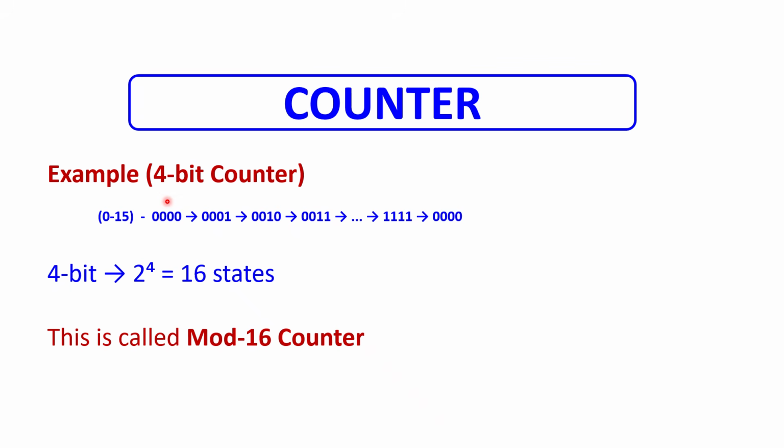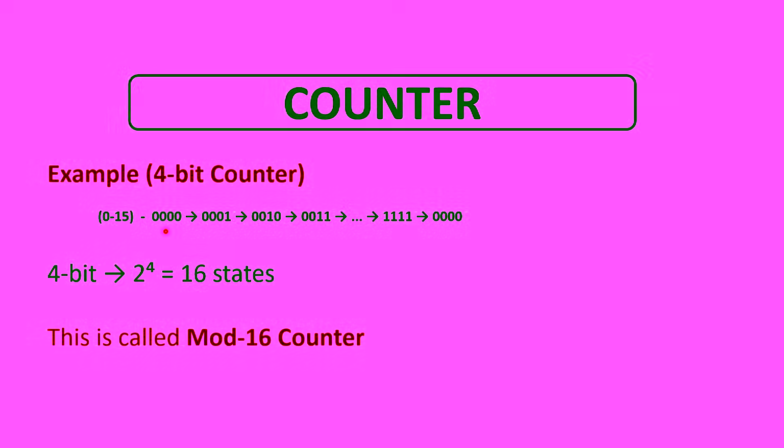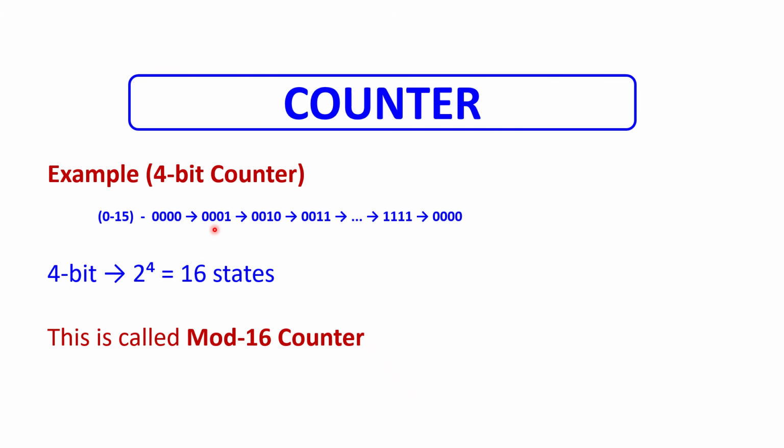So now we are going for the 4-bit counter. The values are from 0 to 15, that is in binary 0000, 0001, 0010, and it goes till 1111, that is 15. And then, since it is a counter, it again counts 0000. Here it has 16 states, and this is called a mod 16 counter.